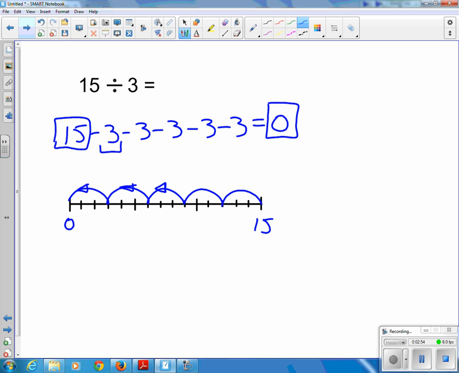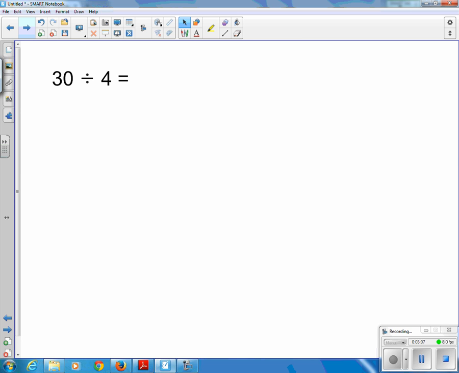So you can count the number of jumps that you have. 1, 2, 3, 4, 5 jumps. We still get 5 as our quotient. I hope that you understand. Let's start some practice. 30 divided by 4.